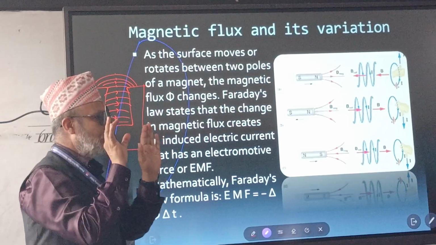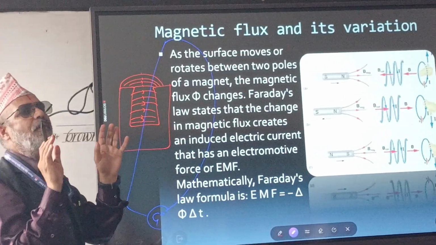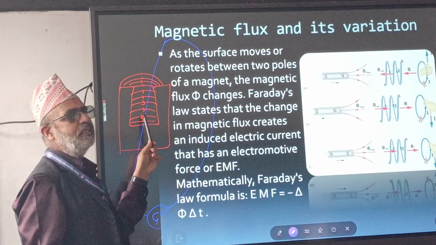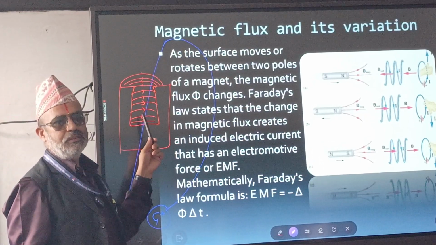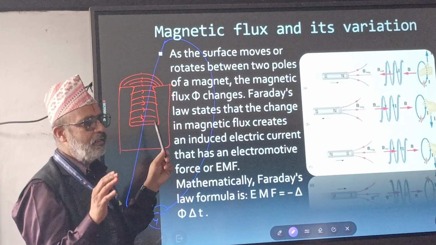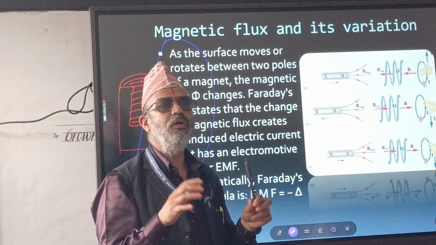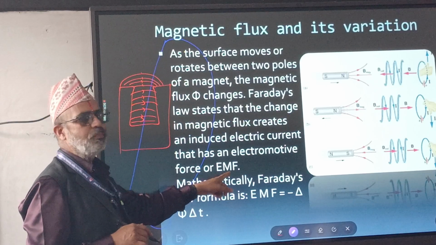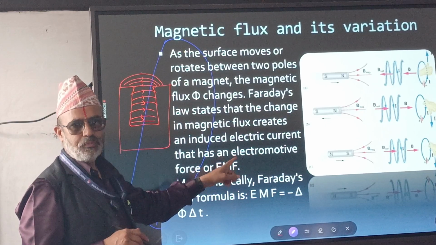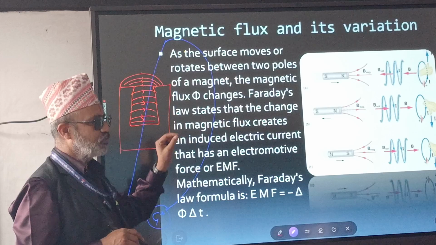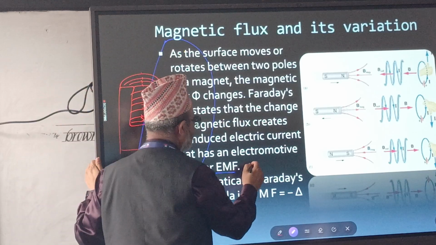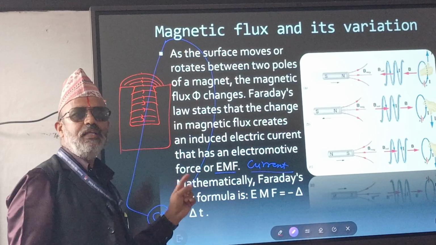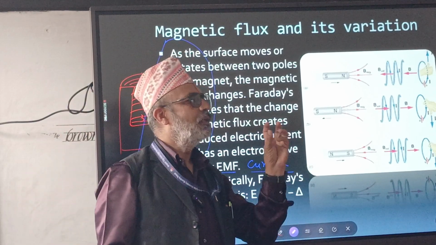Or in our simple language, what can you say? When the magnetic flux linked with a closed circuit changes, then what is produced? EMF is produced, electromotive force is produced, or a kind of voltage is produced. As a result of voltage, what is produced? Current is produced. So this technology is used in dynamo.